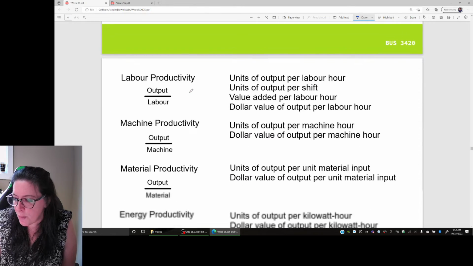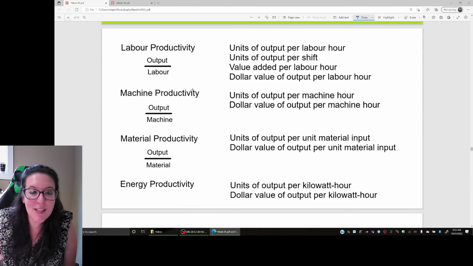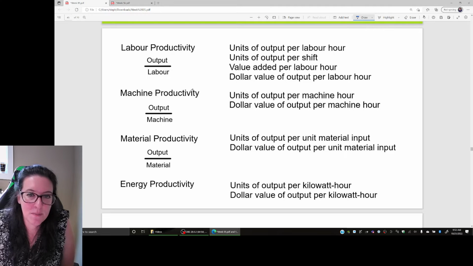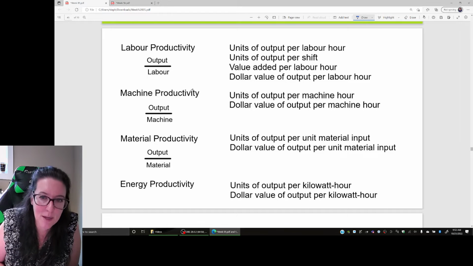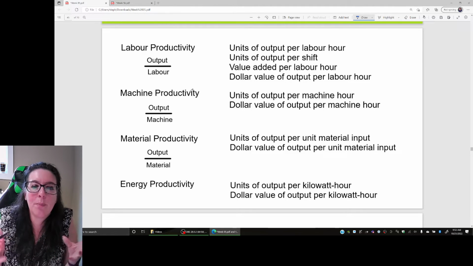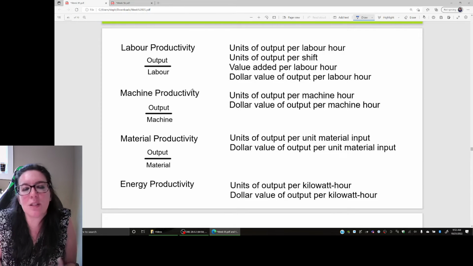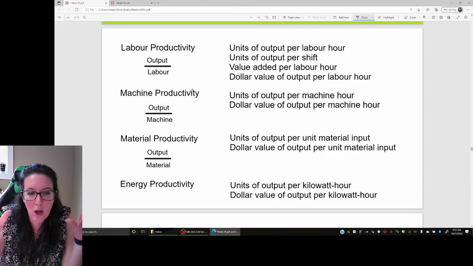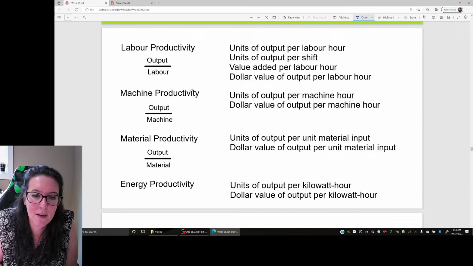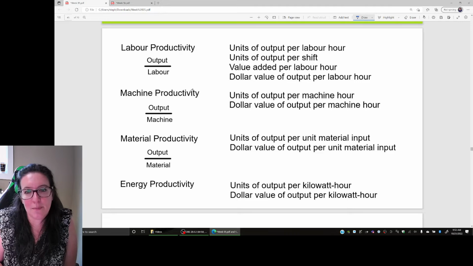A partial measure of productivity just takes a single input. So we could look at labor productivity. What are we producing in terms of the value of the gingerbread house versus the cost of the worker? So dollars of gingerbread house created per dollar of labor.